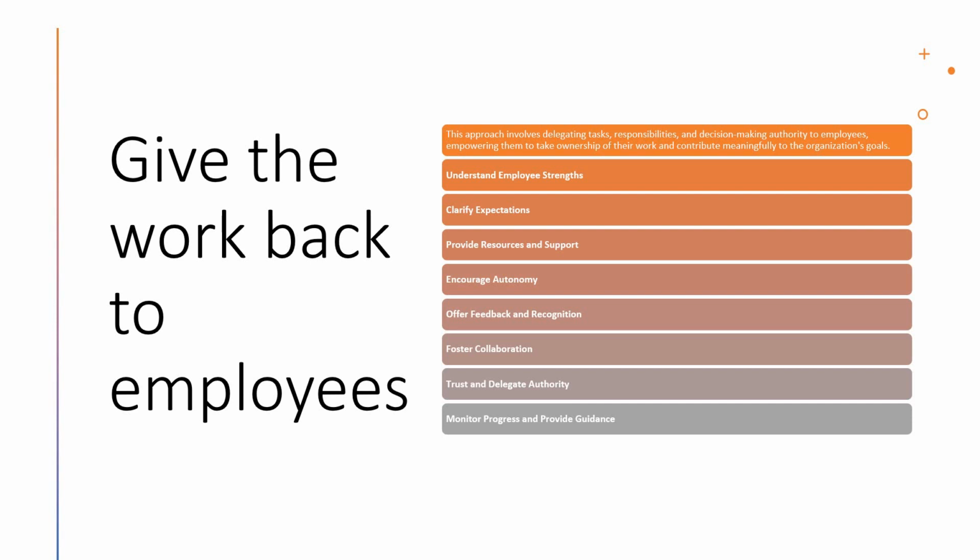Clarifying expectations is the next thing that they have to do. They should ensure that employees understand what the expectation is. They provide necessary resources and support as well. They encourage autonomy. They empower employees to make decisions and take initiative within their areas of responsibility. They offer proper feedback and recognition. Many of us are looking for feedback and many of us really look for recognition too. This is all done by proper leaders.